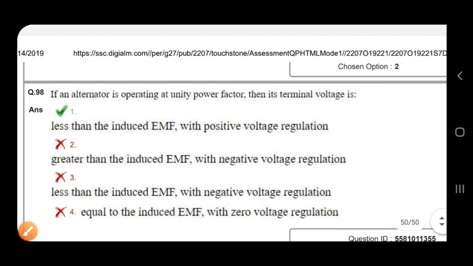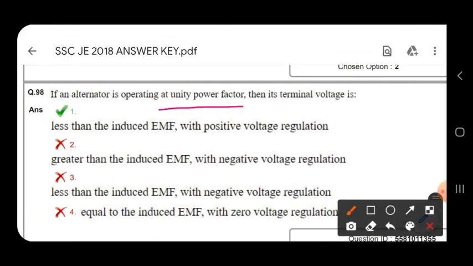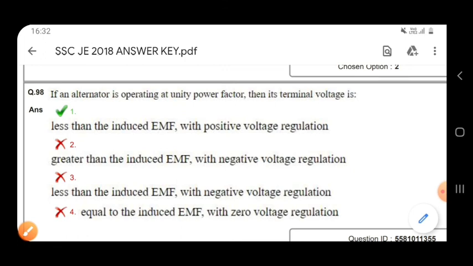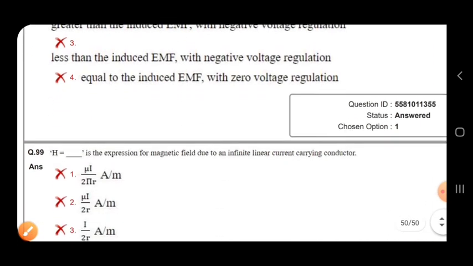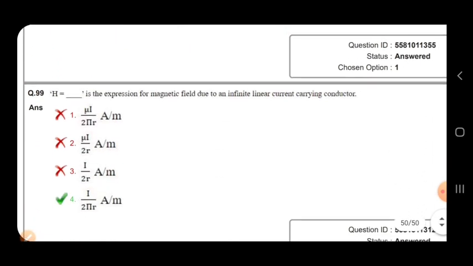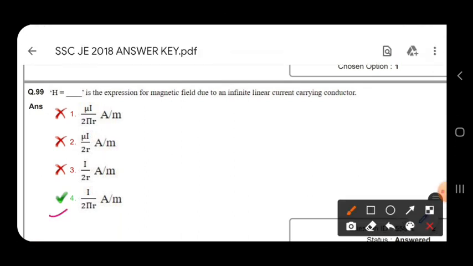If an alternator is operating at unity power factor, the generated voltage is always greater than the terminal voltage. So option number 1 is correct, with positive voltage regulation. H equals I upon 2 pi r for the magnetic field due to an infinite linear current carrying conductor. You have to remember this one also.